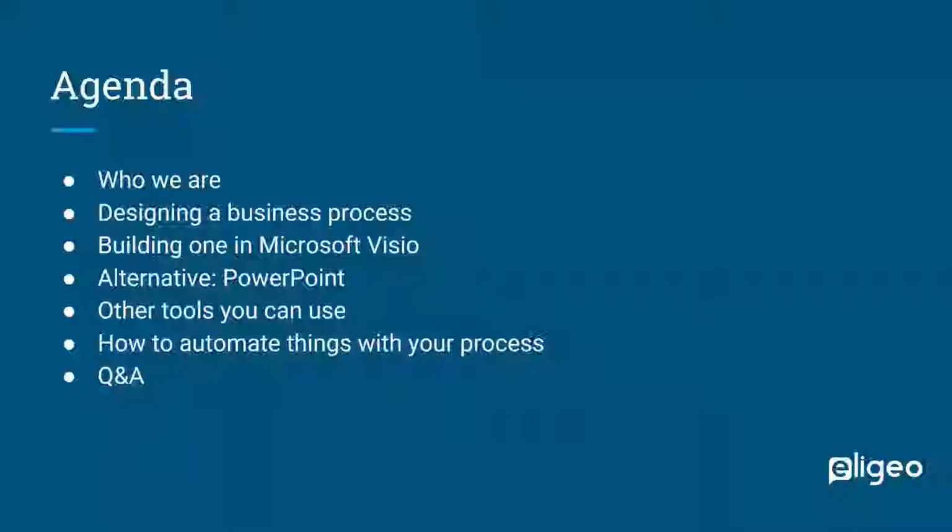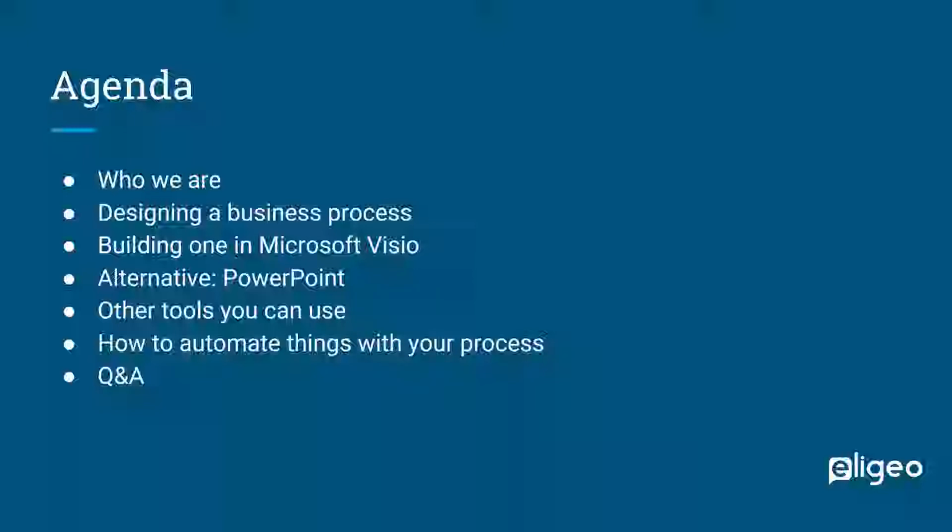That's okay. Agenda, we'll start off a little bit about who we are. If you're not familiar with Eligio, I'll go over a little bit about some of the things we do. Then we're going to jump into designing a business process. We're going to do that directly in Microsoft Visio today. Then I'm also going to show you how you can do that in other tools that a lot of people already have, including PowerPoint. There's also a number of other tools out there that I'll just touch on. I won't actually go into them, but I'll give you a bit of an overview of some of the tools that are starting to become a little bit more popular.